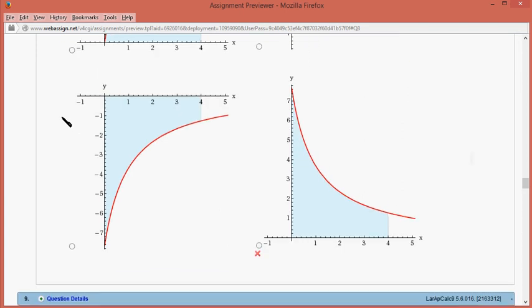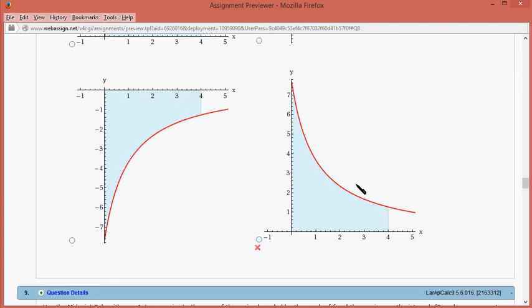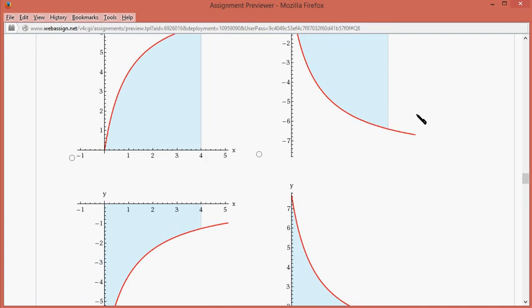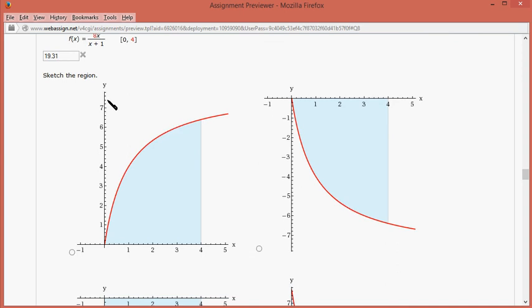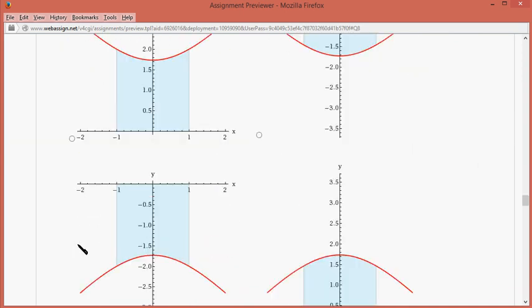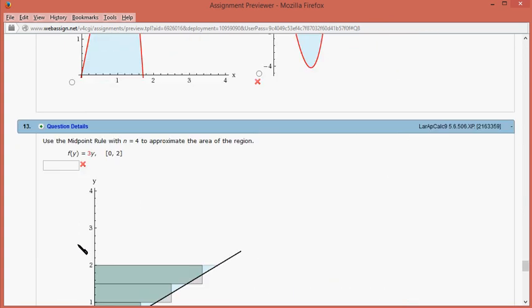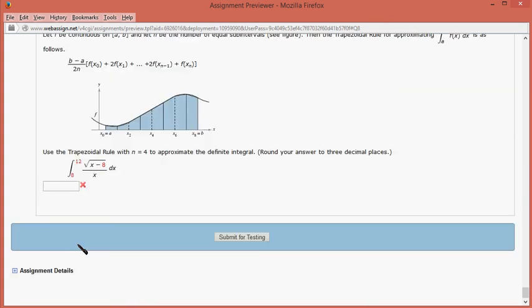Right, the picture is not going to be this one, because this is below the x-axis. This is not going to be it, and the last one is not going to be it, because this graph has to go through, since this guy has a y-intercept 0. So it looks like the picture is this guy right here. Alright, so let's double check by submitting for testing.